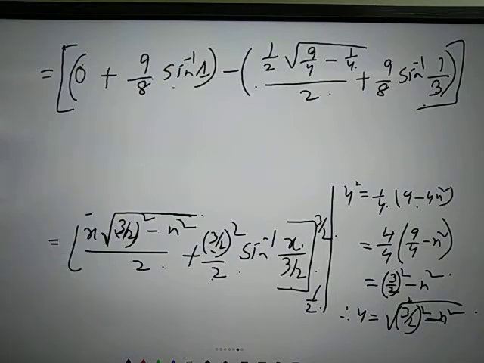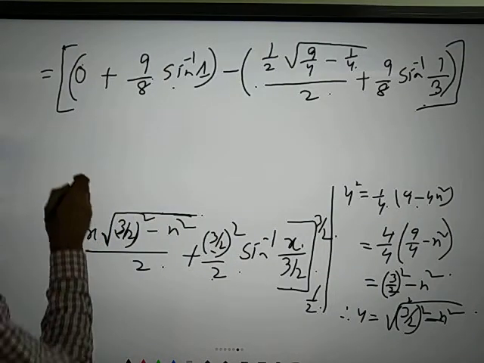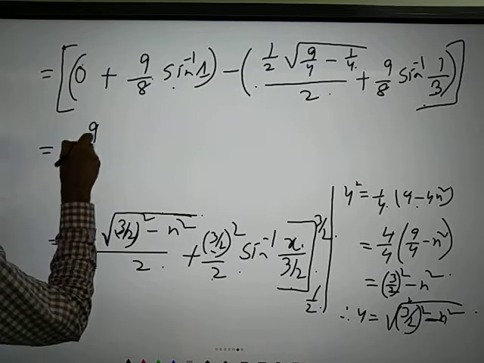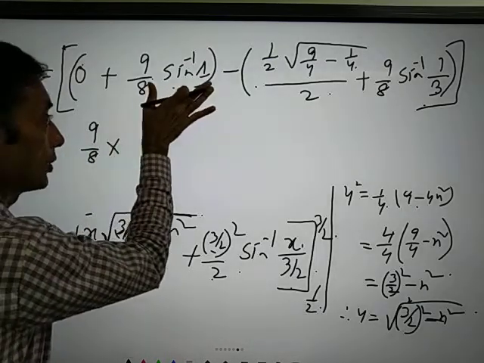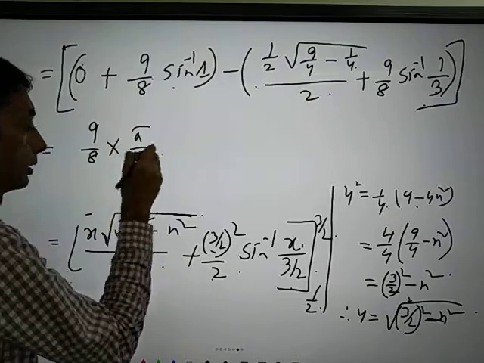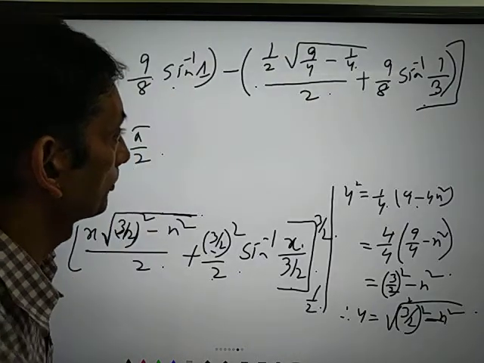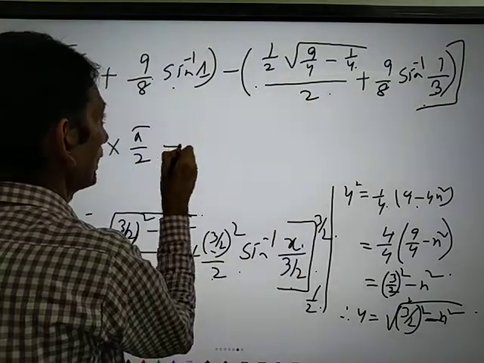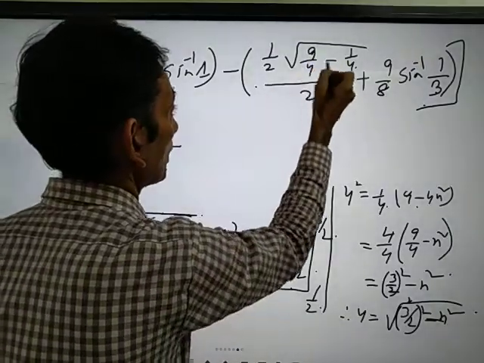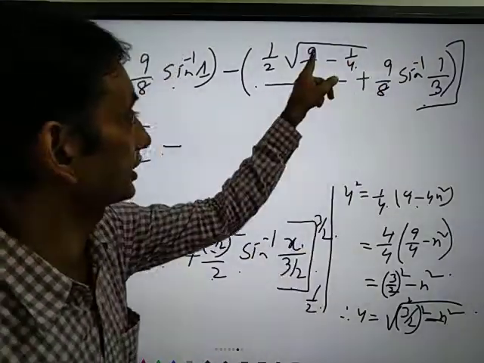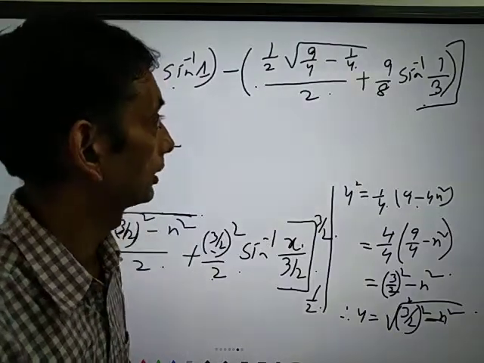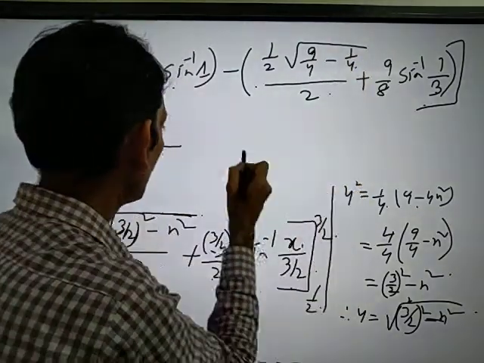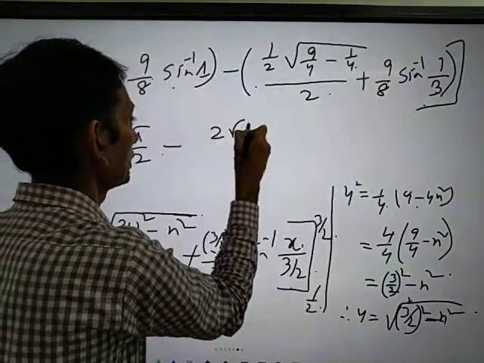Okay. We are just finding this is A2, right? This is A2. So let us simplify now. This is 9 by 8. What is sine inverse 1? Pi by 2. Fine. Sine inverse 1 is pi by 2. Now we'll simplify this. Minus. So 9 by 4 minus 1 by 4. Let us first simplify this. 9 by 4 minus 1 by 4. Right? So this will be 8 by 4. So 8 by 4 means this will be 2 root 2.